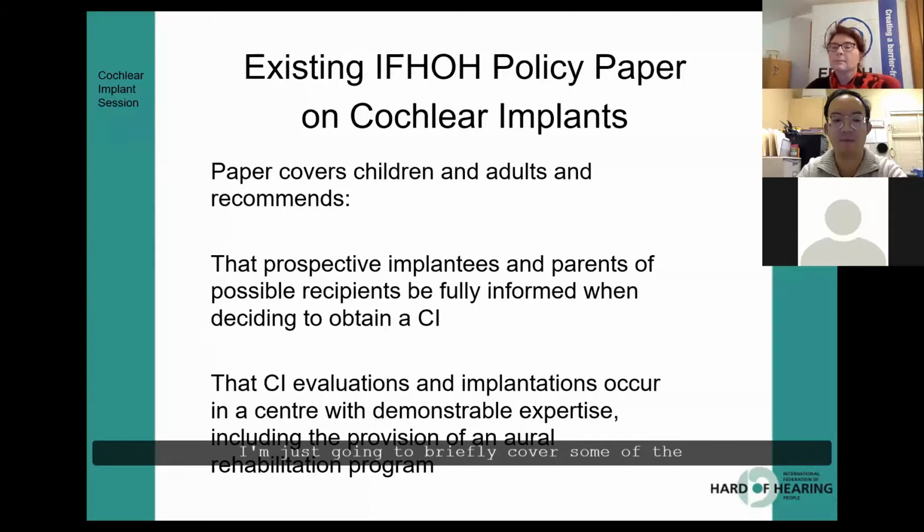I'm just going to briefly cover some of the components in the paper. It covers both children and adults and recommends that all of the prospective implantees and the parents of possible recipients, that being children, are fully informed when deciding to obtain a CI. And that CI evaluations and implantations should occur in a center with demonstrable expertise, including the provision of an oral rehabilitation program. So the aftercare is very important to us, as stated in the paper. Next slide.